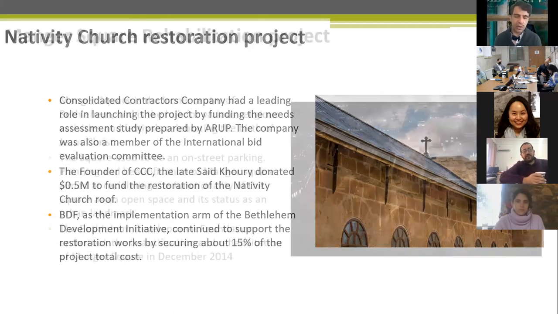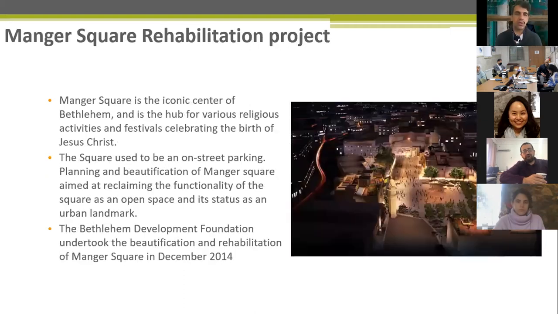The second project, as I told you previously, was the Manger Square Rehabilitation Project. As Manger Square is the iconic center of Bethlehem, we noticed that the square used to be on-street parking. In order to deal with this issue, we proposed a beautification plan and rehabilitation project for the square and the surroundings.